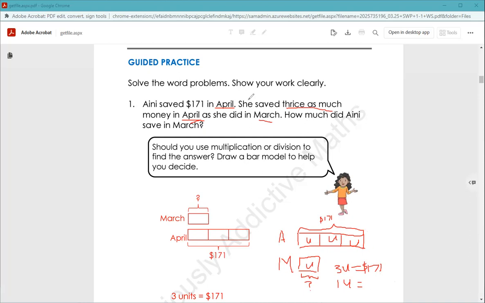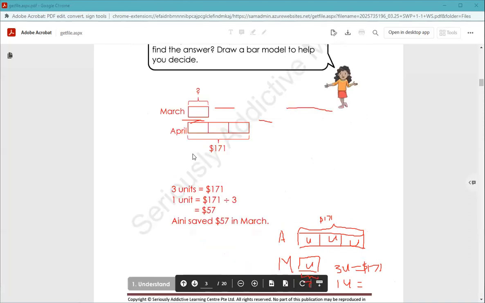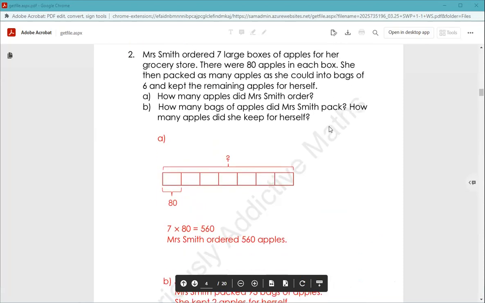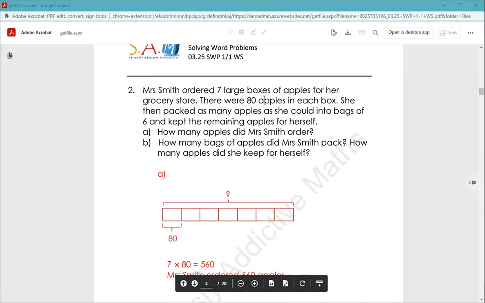Remember to get them to write the statement in as well. So they need to write the statement, and then that's a done deal for the first question. Now let's move on to the second question. Again, use the guided practice to teach instead. So let's read the question together with them.